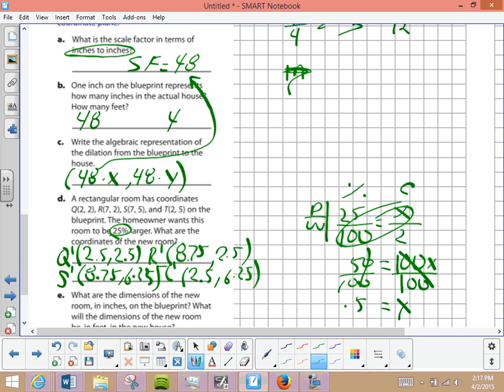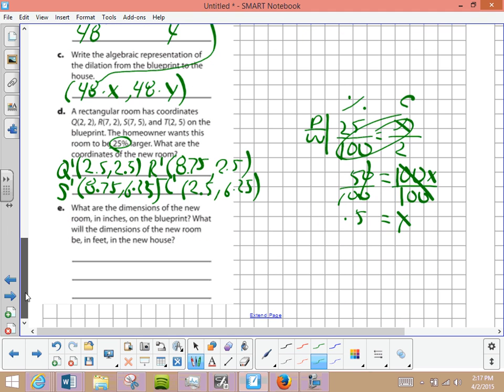I'm going to have to explain proportion separately because you're going to need that later on. Okay. Once you have this, the last one makes more sense.